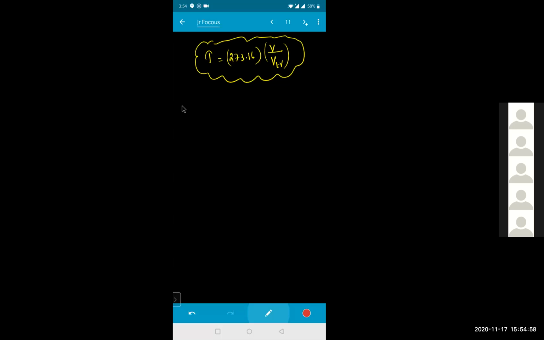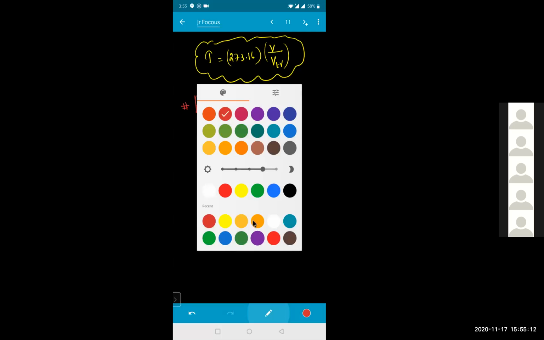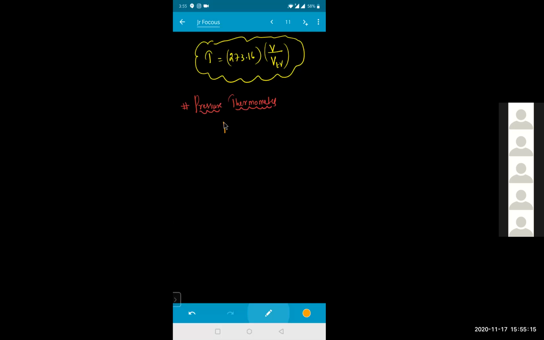The next one is about the pressure thermometer. The pressure thermometer is nothing but what, beta? It is again based upon the given law. Volume remains constant here, so pressure is directly proportional to temperature, and pressure at the triple point is directly proportional to temperature at the triple point. This is your equation number one and this is your equation number two.